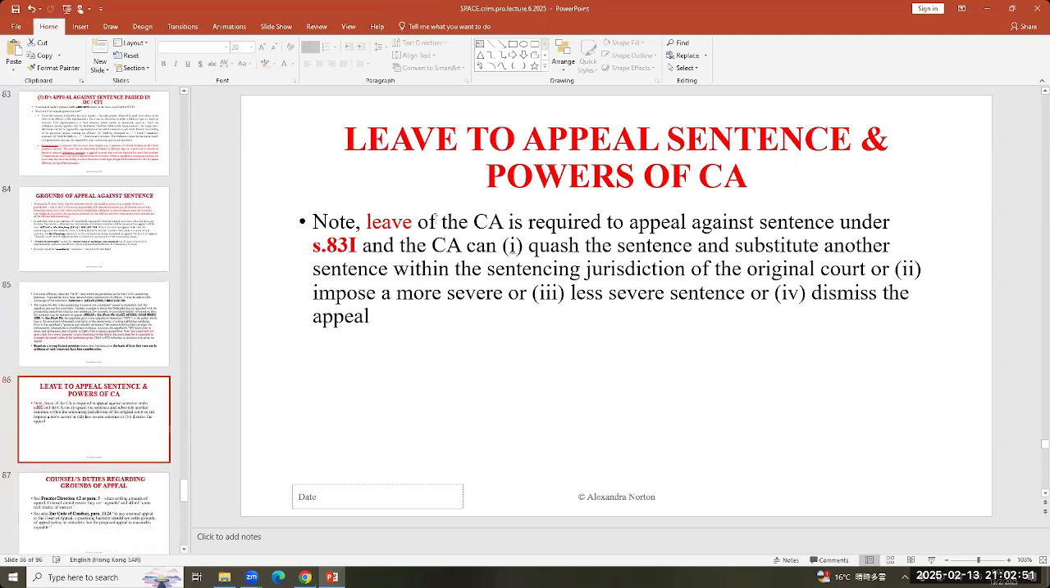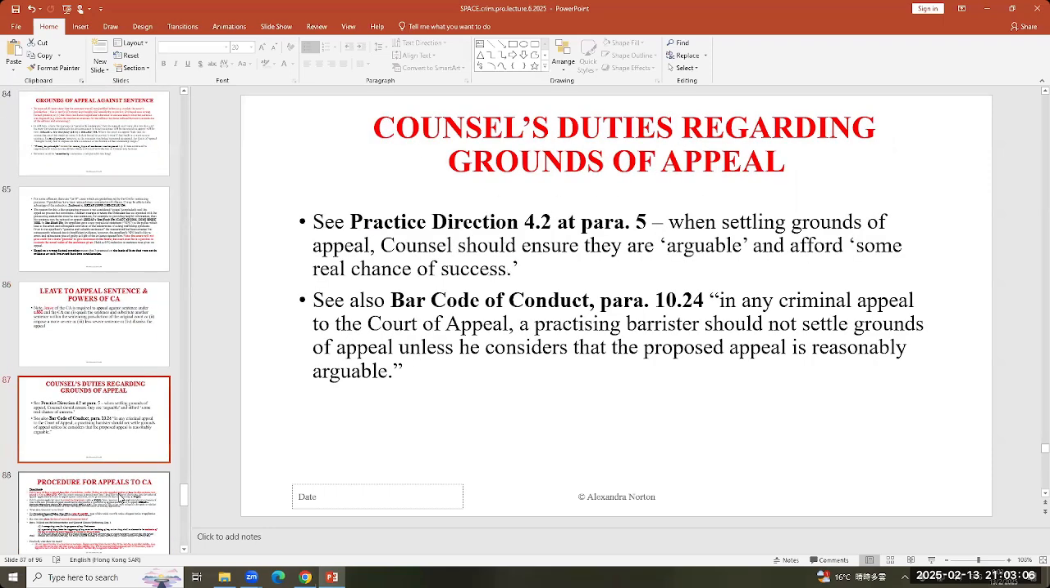You always need leave to appeal sentence. And the court on appeal can quash the sentence, impose another sentence. So they may impose a different type of sentence, or they can increase the sentence or decrease the sentence or dismiss the appeal.